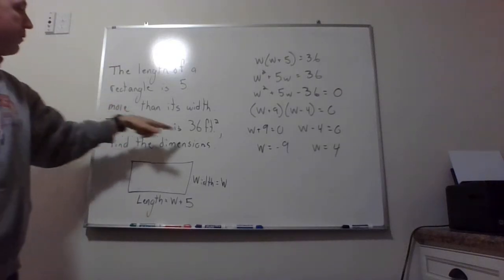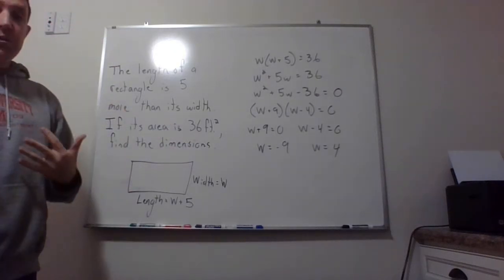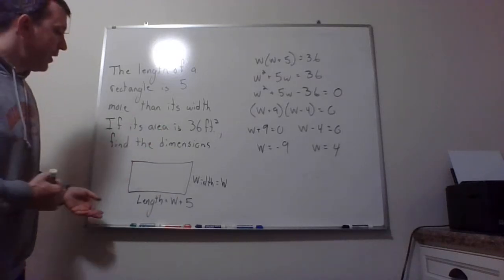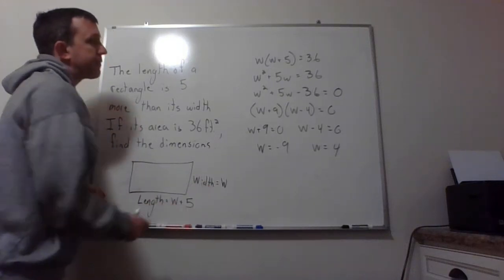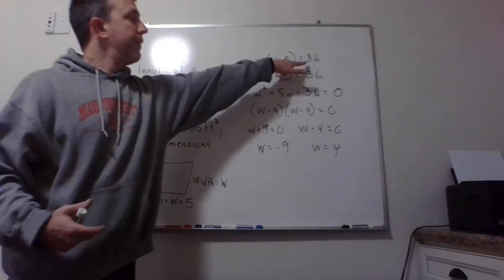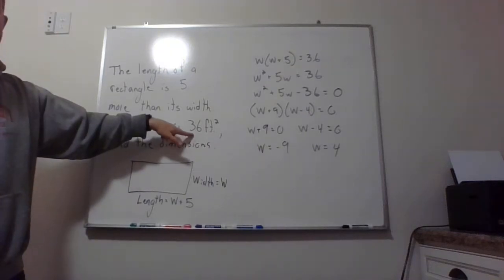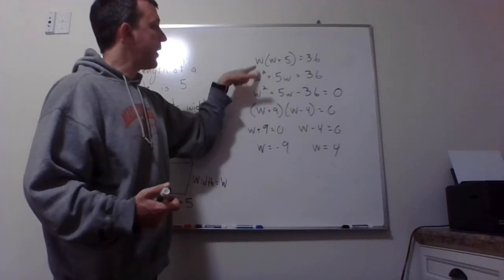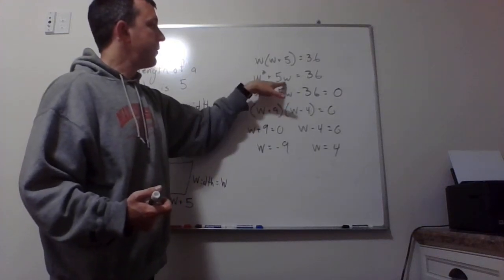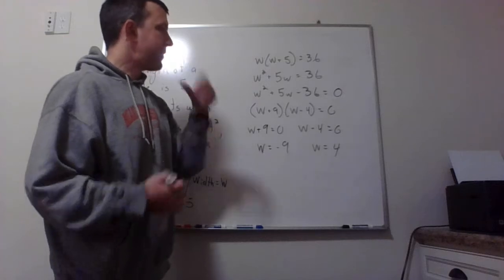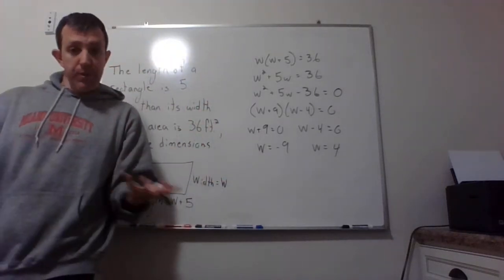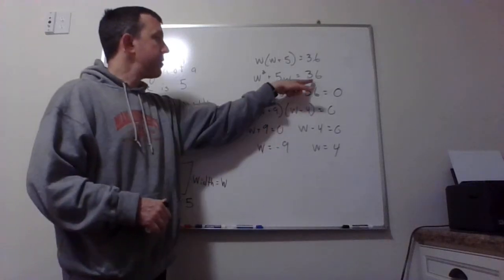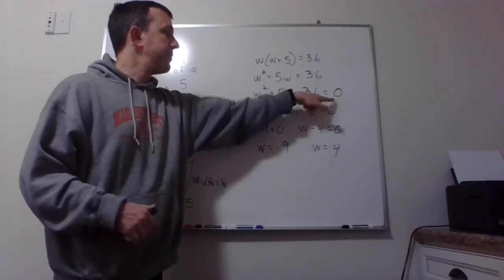So then I say, okay, well, how do you find an area? Area is always, for a rectangle, length times width. So I take my W times W plus 5, and together they have to equal the 36 that we know the area is. So I expand the parentheses, W times W is W squared, W times 5 is 5W, and then I need equals 36. I need 0, right? This is the first rule that we learned back in the last section. To solve these things, you have to have 0. So I subtracted the 36 from both sides, which gets me 0.